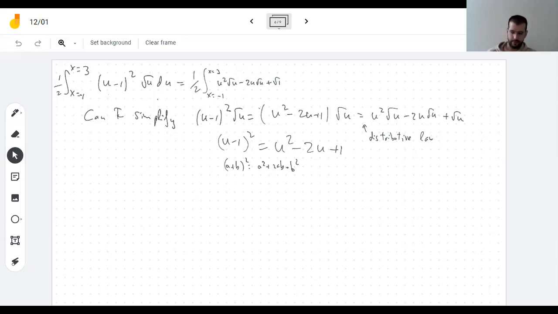So this is what I need to do now. Maybe it looks more doable if I write all the roots as powers. So u squared times u to the 1/2 is u to the 5/2. U root u is u to the 1/2 plus 1, so u to the 3/2. And the last term is u to the 1/2.